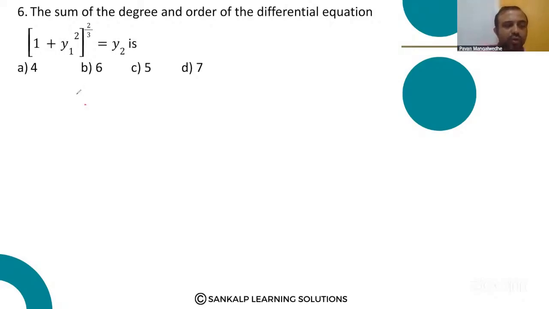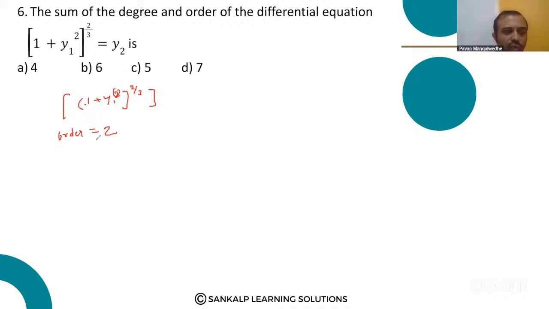So as you all know, it is 1 plus y1 square, the whole raised to 2 by 3. To determine the order of this given equation, the order is 2. Already we know this because the power of y2 is 3 and the power of y1 is 2.